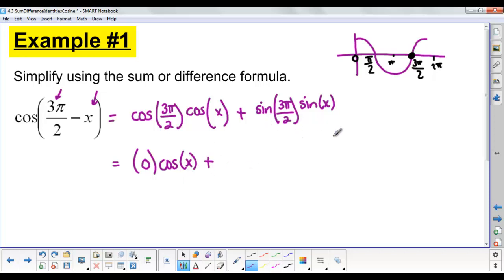Similarly, we can do the same thing with sine. Again, I'll sketch it to the side here, and I notice that sine 3 pi by 2 is actually at -1. So I'll do that substitution as well.